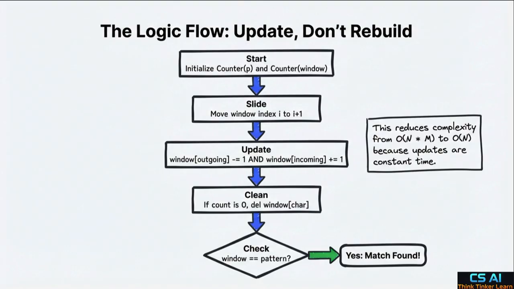Let's trace the logical flow of this update. We start by initializing our pattern counter and our first window counter. Then we enter the slide phase. We move the index. The update is simple: window of outgoing minus equals 1 and window of incoming plus equals 1. There's one vital cleanup step. If a character's count drops to 0, we delete that key from the map. This keeps our map clean so we can simply check if window equals pattern.